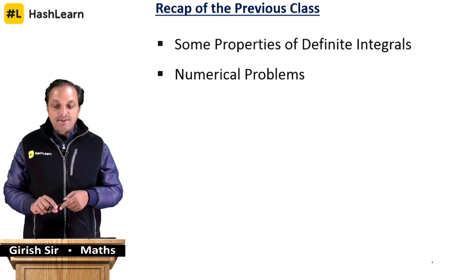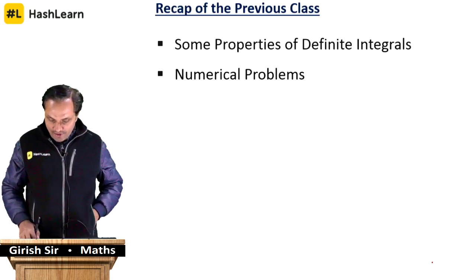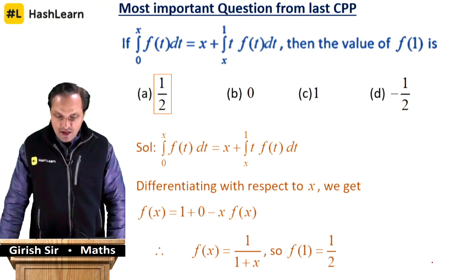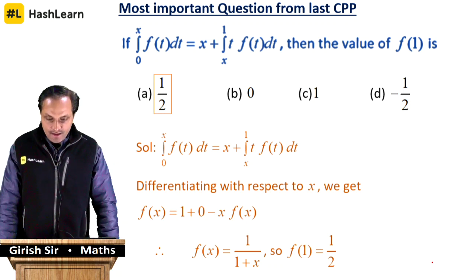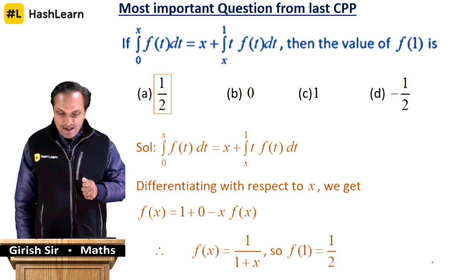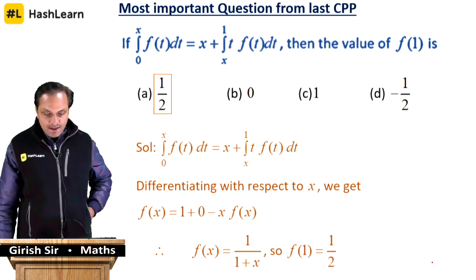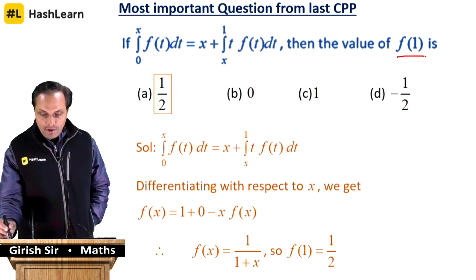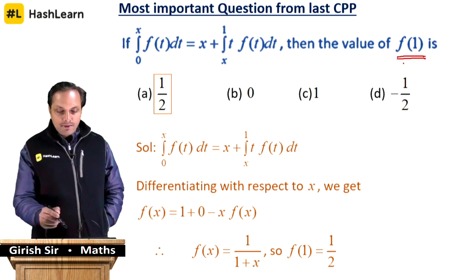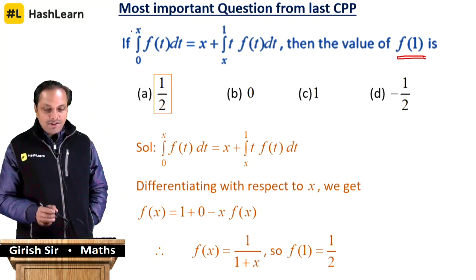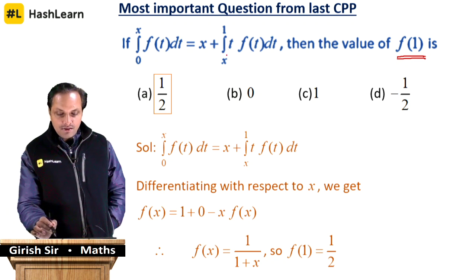Before that, here is a recap of the problems we have done in the last class. This was one of the problems from the last class practice pack, CPP. These are the 10 important questions which will be given at the end of the class. In that, one of the selected and most important ones, you need to find the value of f of 1. They have given you a function integrated from 0 to x, and this is x plus the integral from x to 1 of t f of t dt.